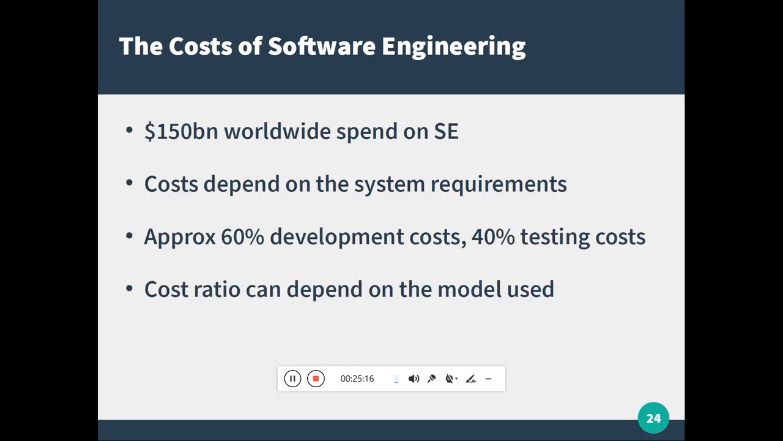Okay, cool. Additionally, we can talk about the cost of software engineering, where we know that around 150 billion dollars have been spent on software engineering. Think about that. What is 1 billion? 1 billion is 1,000 million. Of the 150 billion spent on software engineering, the cost on system requirements, for example highly safety-critical systems, needs more cost, and approximately 60 percent is development cost and 40 percent is for testing, and the ratio can depend on the system we use.